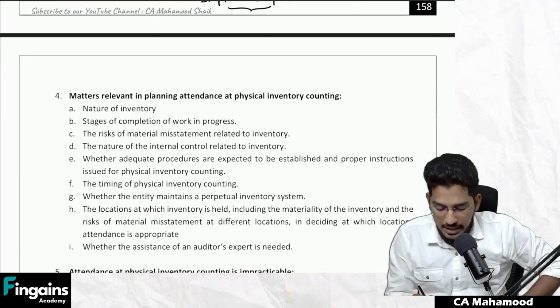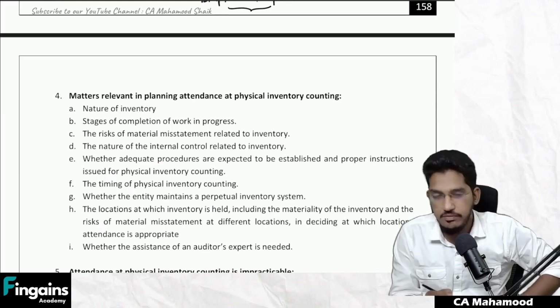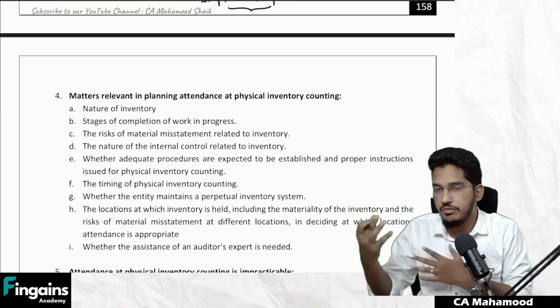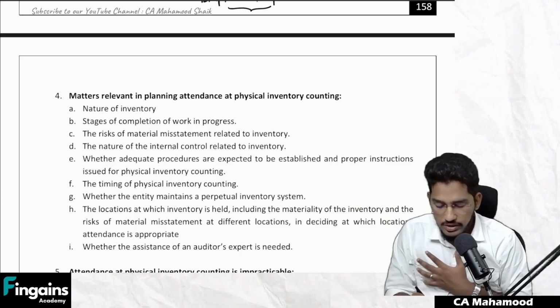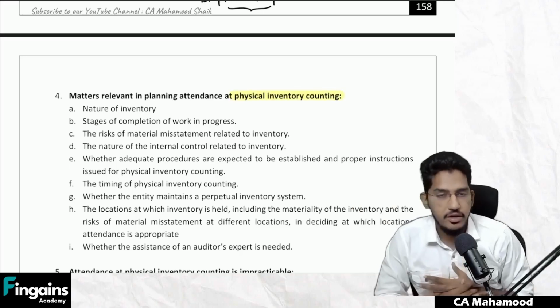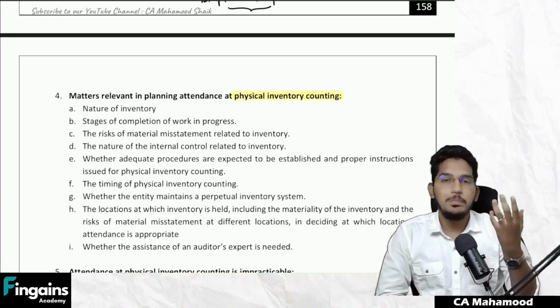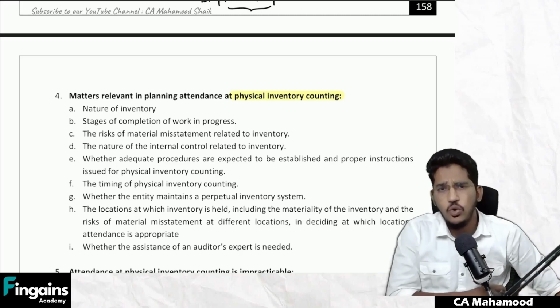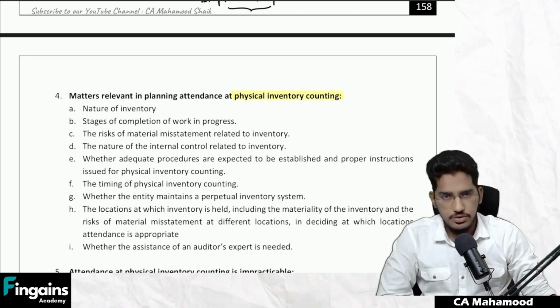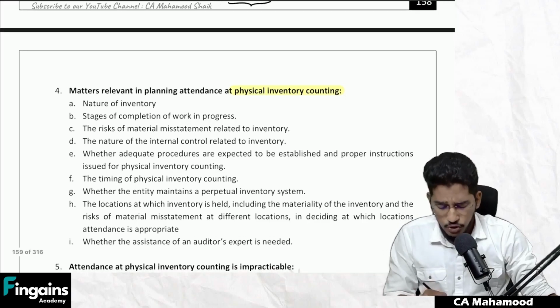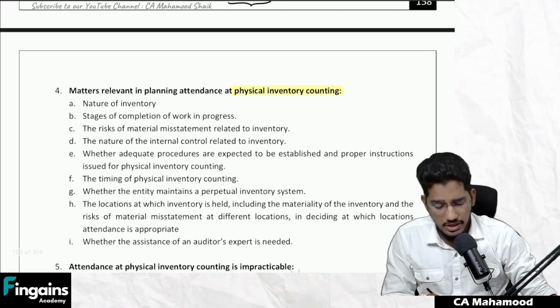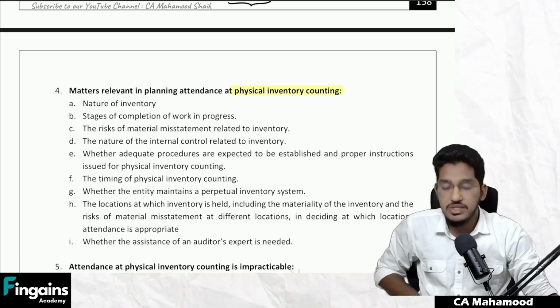Matters relevant in planning attendance at inventory counting. See, when you are taking your engagement team and going and doing inventory verification, what things you will try to cover in your inventory counting, or what points you will pay attention to when you go and attend that inventory counting process? So that's what this fourth point says, matters relevant in planning attendance at physical inventory counting.